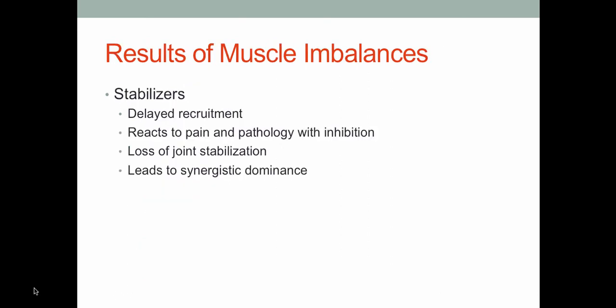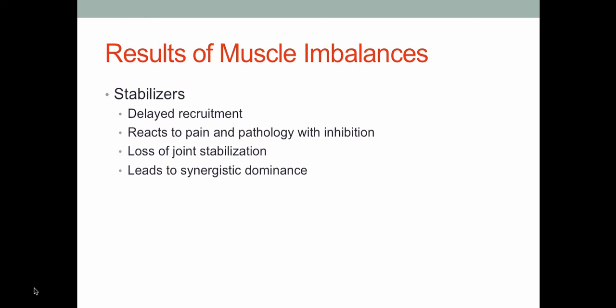So when we look at the idea that these muscles can become imbalanced, that they don't work together in a good, healthy relationship, we can see that things happen to these groups of muscles. For example, the stabilizers may have a delayed recruitment. So we start that squat, and we don't see those paraspinals kick on as early in the motion as they should. So maybe the pelvis slips into a posterior tilt because of that.